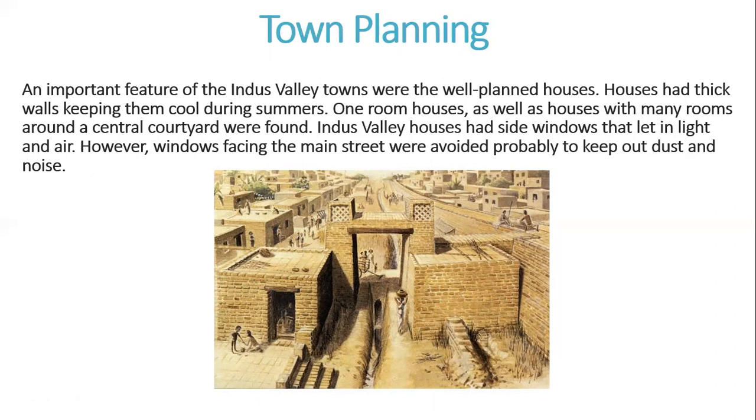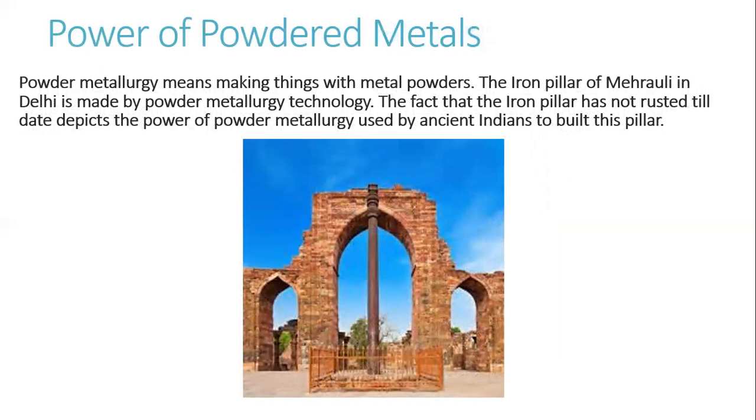The last information we have is regarding the power of powdered metals. So here is an interesting fact. Powder metallurgy means making things with metal powders. The iron pillar of Mehrauli in Delhi is made from powder metallurgy technology. The fact that the iron pillar has not rusted till date depicts the power of powder metallurgy used by ancient Indians to build this pillar.